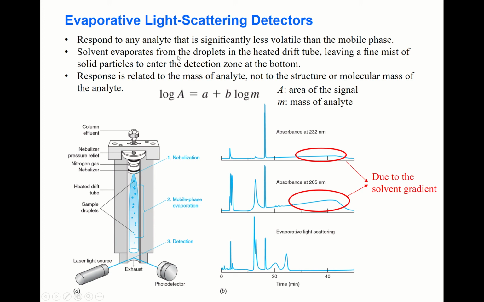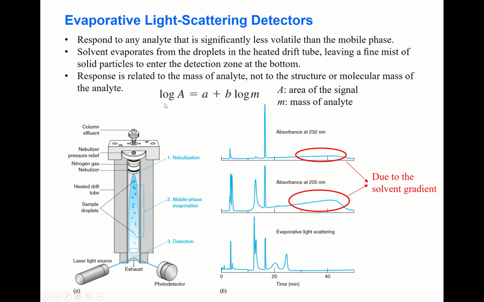So solvent evaporates from the droplets in the heated drift tube, leaving a fine mist. This is important: a fine mist. The particle size is big enough to scatter the light. The fine mist of solid particles enters the detection zone at the bottom. This is the detector zone, and the response is related to the mass of an analyte, not the structure or molecular mass of the analyte. This is important.